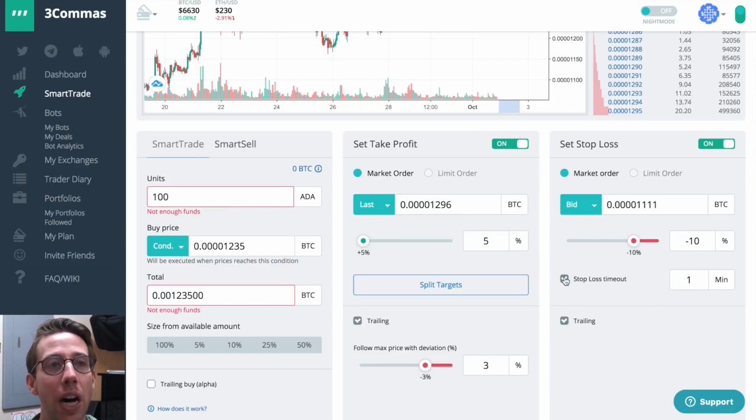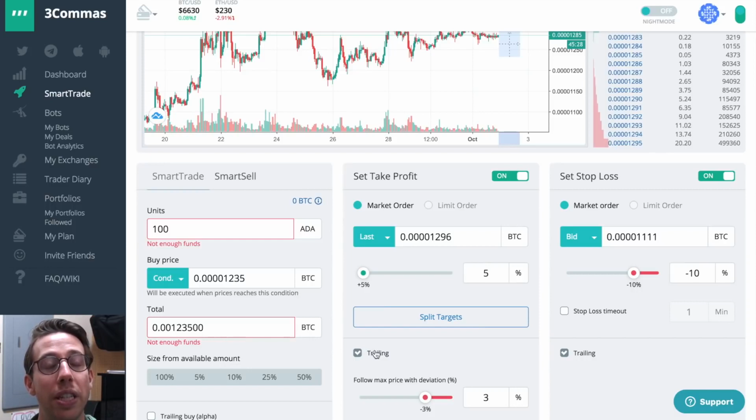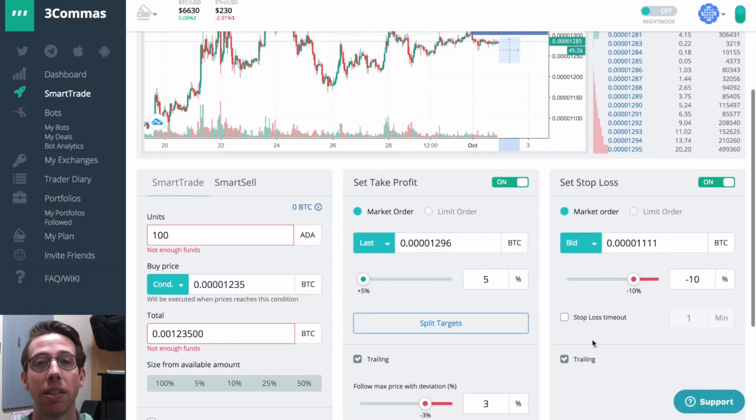Down here, we also have an option for trailing. This trailing is similar to the take profit, except trailing stop loss works below the price and follows it up. Watch this GIF to find more.